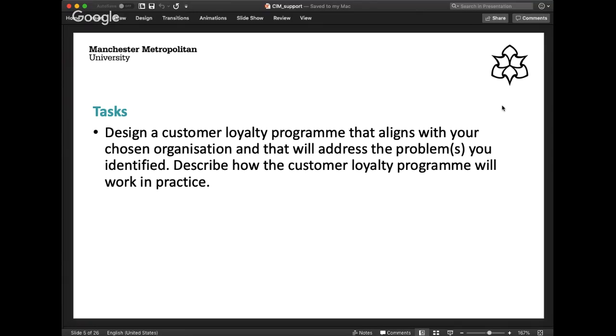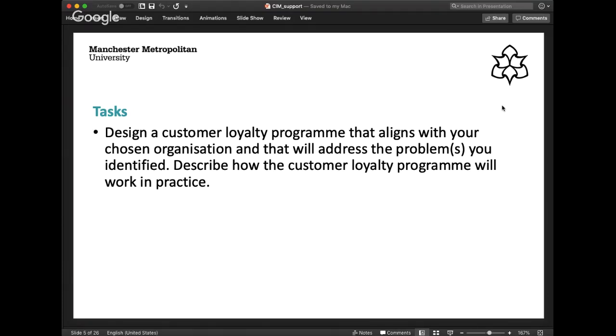And what you need to do, therefore, is design a customer loyalty program. Some really great examples of customer loyalty programs are the online-based Starbucks Rewards, where you can have a physical card, but now you have the app where you can get your 15 stars and you can get free coffee. So that's what I do each week.